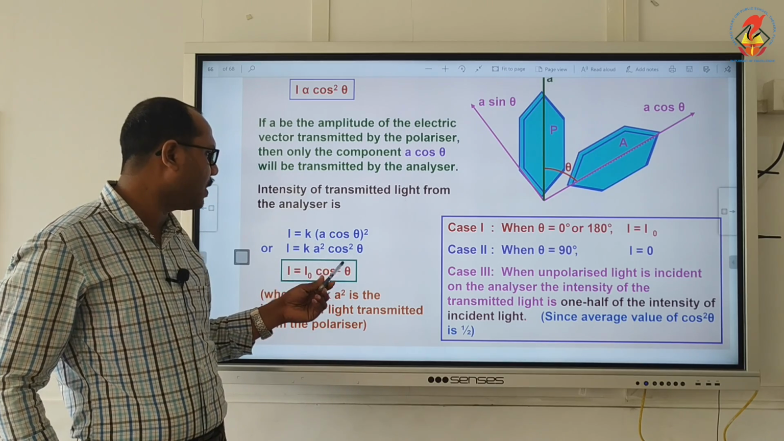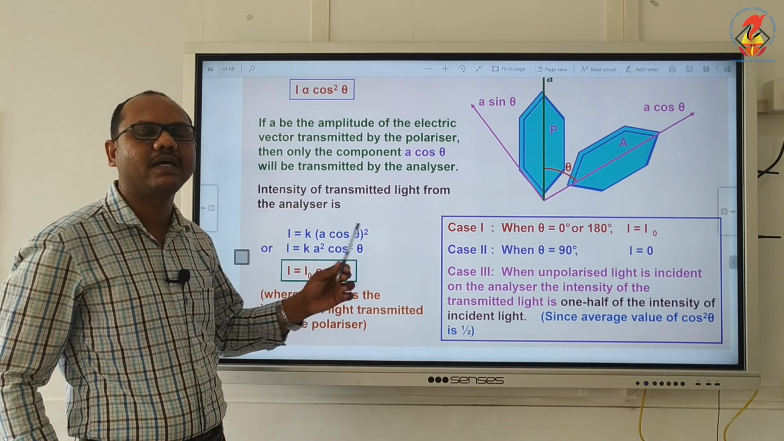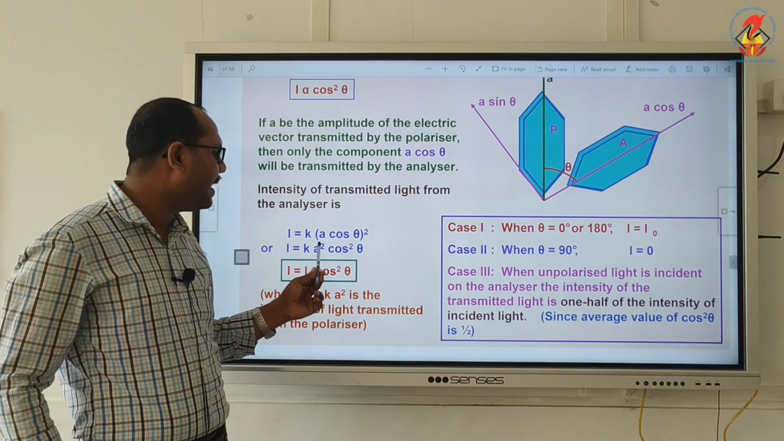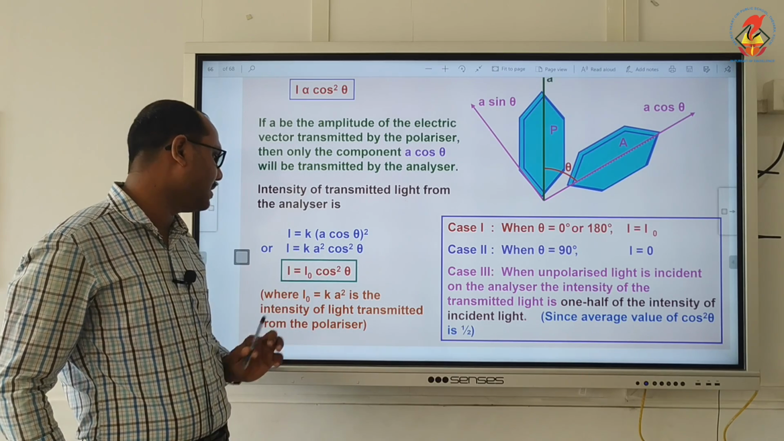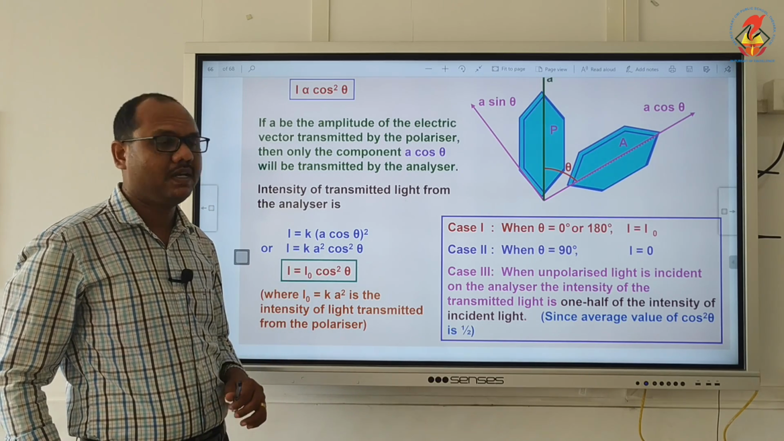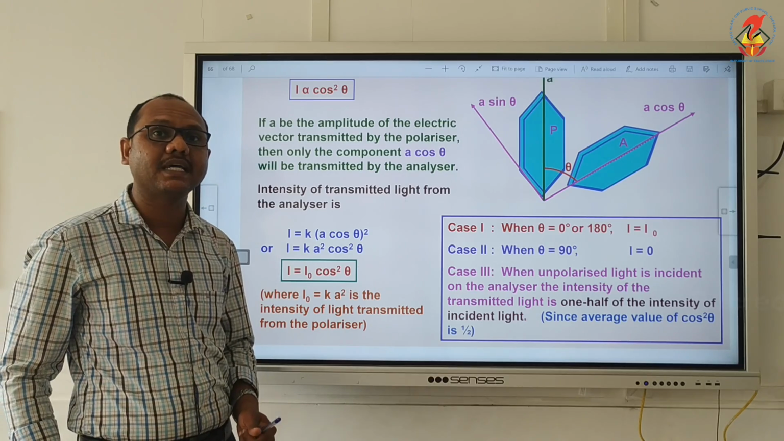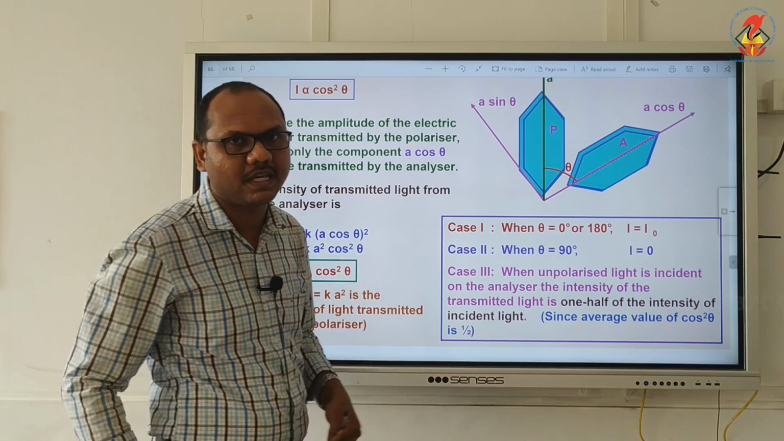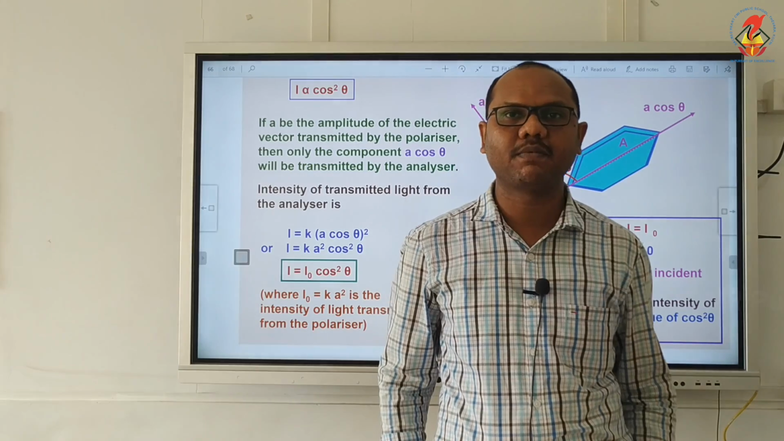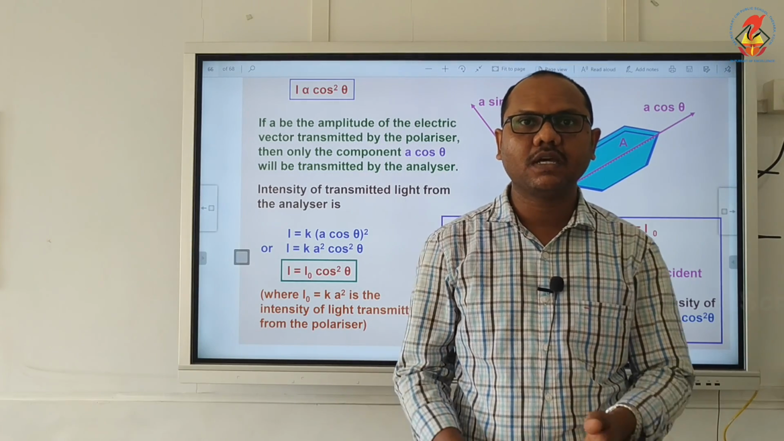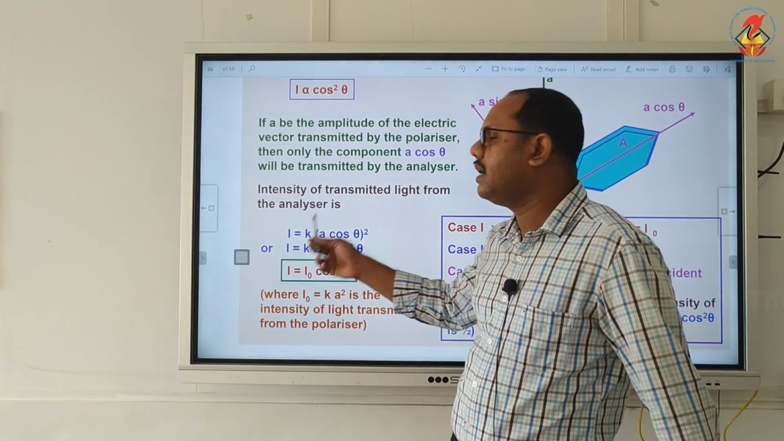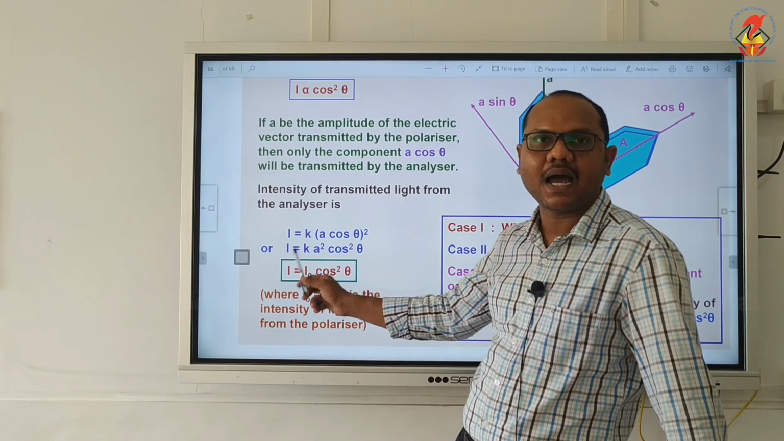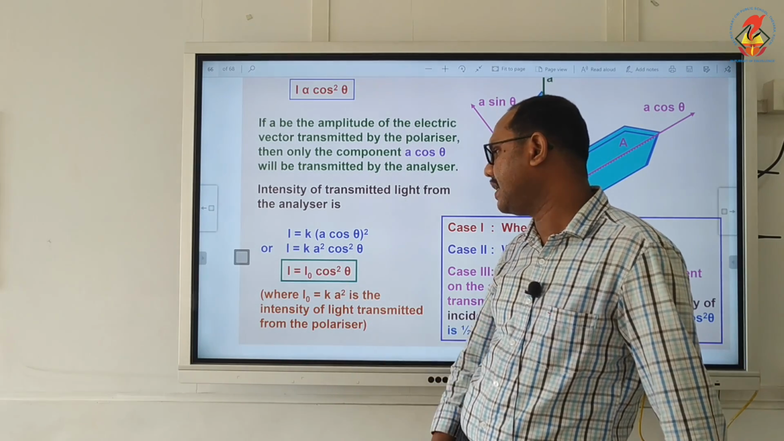So when I square it, I is equal to k a square cos square theta, and a square is I0, or in some textbooks it will be written as Im, maximum intensity, or I0, maximum intensity. Okay, so Malus law, final equation: I is equal to I0 cos square theta.